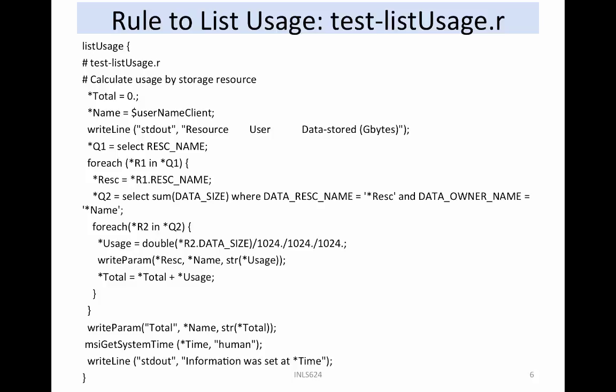A rule can be created that replicates the information provided by the iquota usage command. The rule, testlistUsage.r, creates a query to identify all the storage resources. Inside a loop over the storage resources, a nested query is made to find the usage for each storage resource. The total usage is calculated by adding the storage used per resource. The system time is retrieved and the information is written using the writeParam policy function. WriteParam pretty prints the output variables using tabs to ensure a columnar output. The rule is shown here.